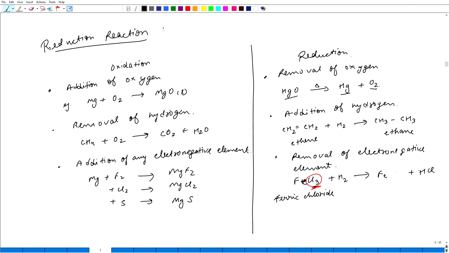So, there has been removal of 1 Cl atom. Okay. So, an electronegative atom, chlorine, has been removed from the ferric chloride to give ferrous chloride. Ferrous chloride. Okay. So, this is now also termed as reduction reaction.